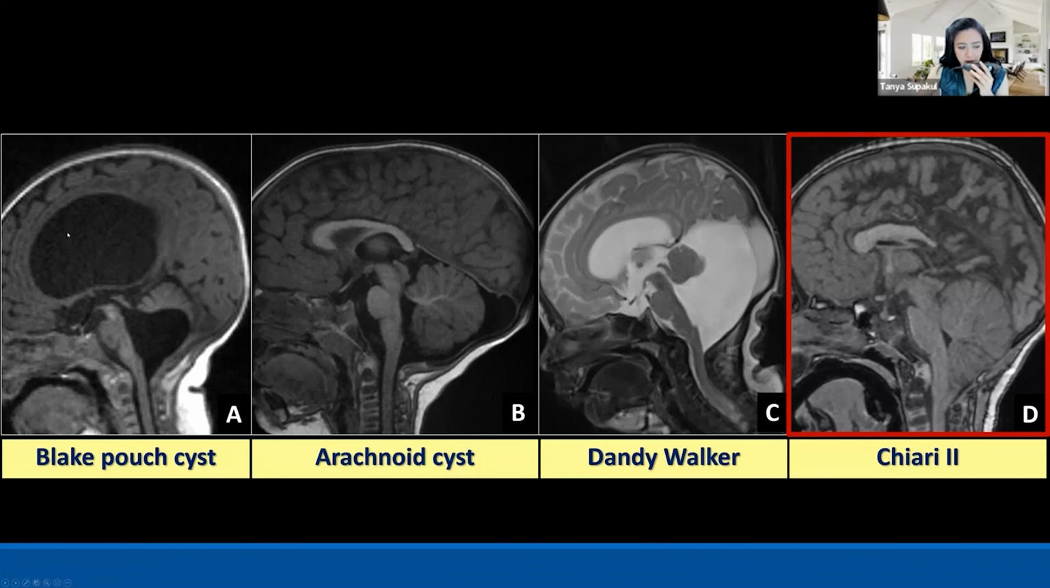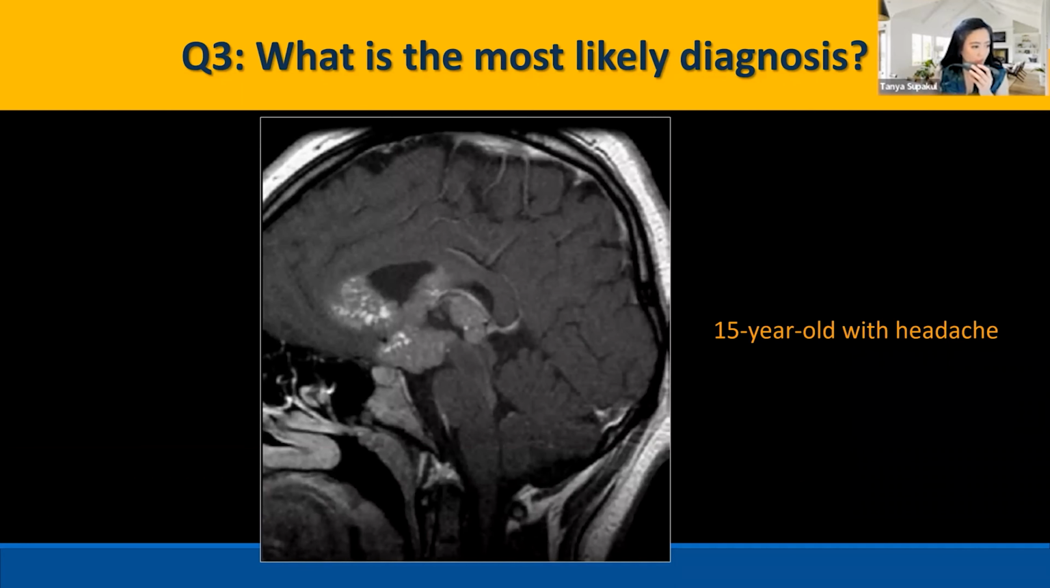The first one has a hydrocephalus, cystic lesions in the posterior fossa, obstruction at the fourth ventricle, and hydrocephalus, so Blake pouch. The second one, normal posterior fossa, cystic lesion, minimal mass effect, arachnoid cyst. The third one, big posterior fossa, hypoplasia of the vermis, cystic space, Dandy Walker. And the patient D, hypogenesis of the corpus callosum, small posterior fossa, low-lying cerebellar tonsils, and tectal beaking. So Chiari 2 malformation needs a folic acid supplement. Next.